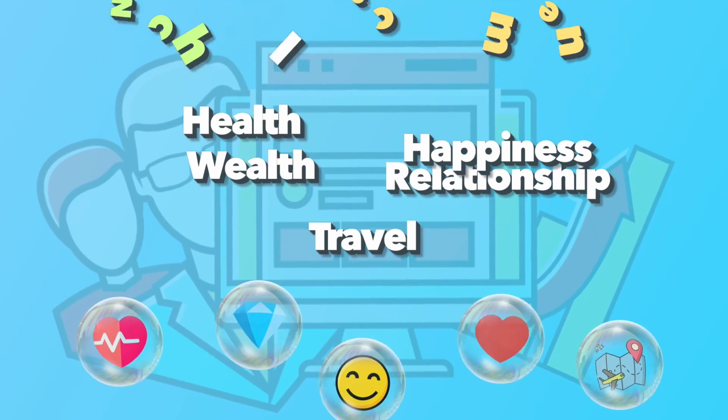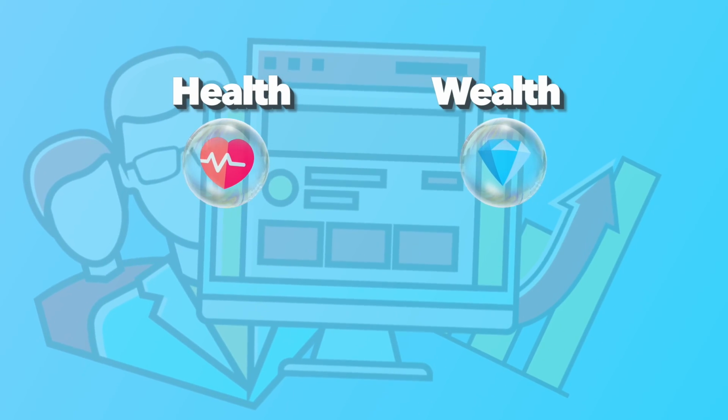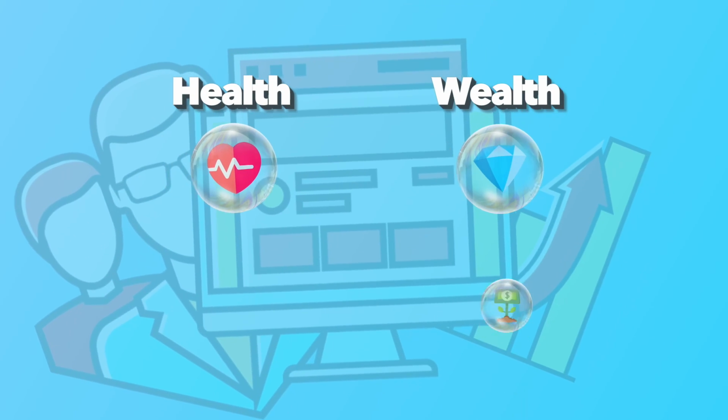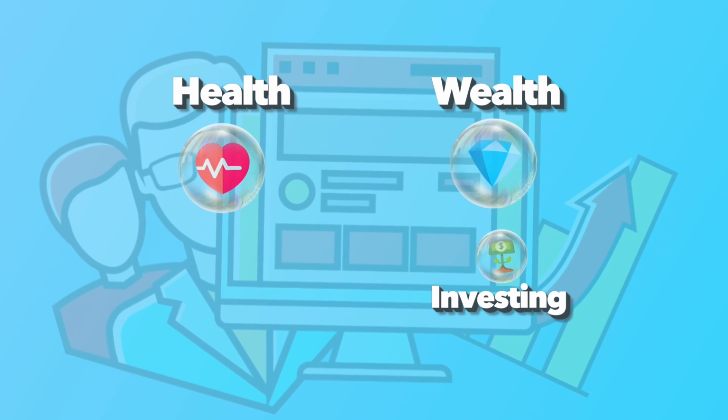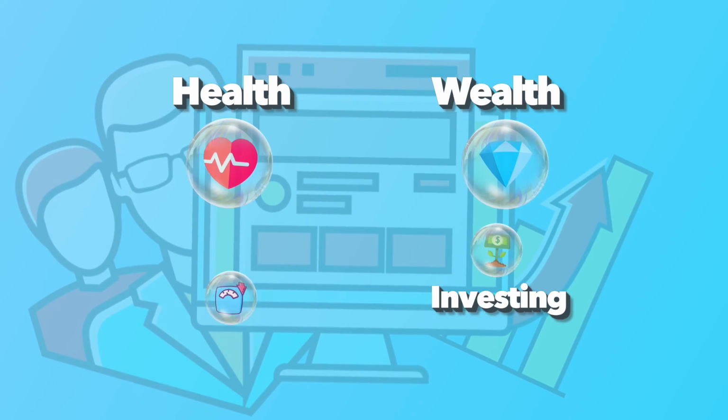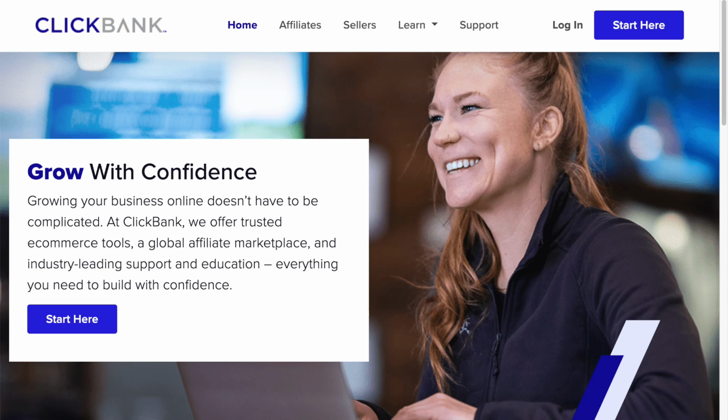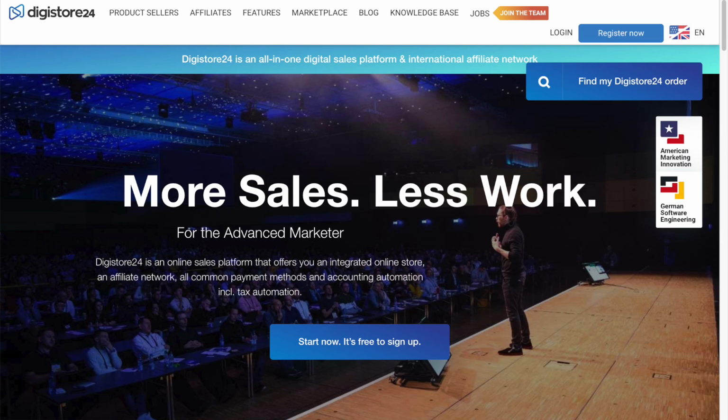For example, if you chose wealth as your overall niche, a sub niche of that would be investing. If you chose health, a sub niche of health would be, for example, weight loss. Then in order to find affiliate products, you can go to websites like clickbank.com and digistore24.com. And you can also go onto big YouTube channels within your niche, see if they're selling something like a course or something else, and then see if they have an affiliate program for that.